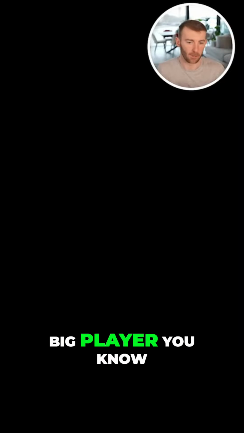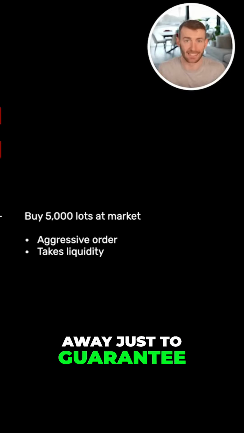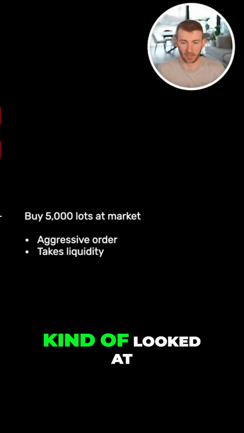So splitting, easiest one to probably get your head around. Big player, they want to buy 10,000 lots at the best possible price. Okay, now let's say they just want to put half of that into the market straight away, just to guarantee that they actually get into the market. We kind of looked at that before.